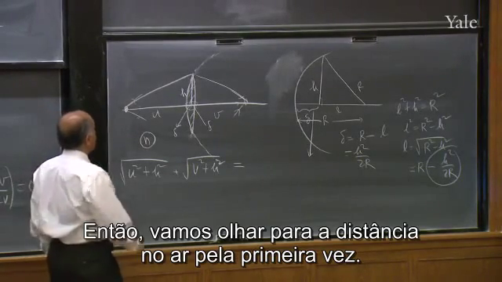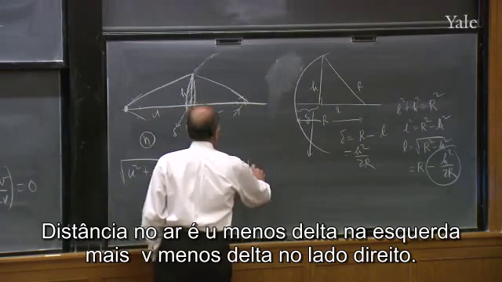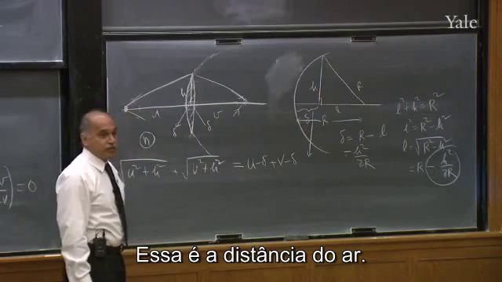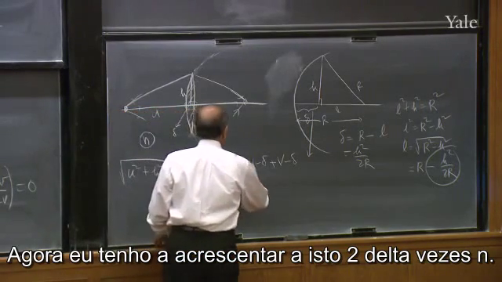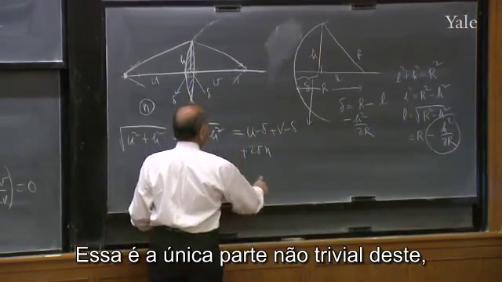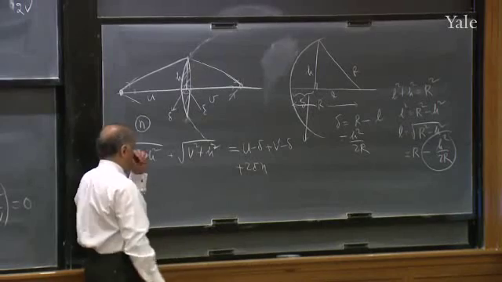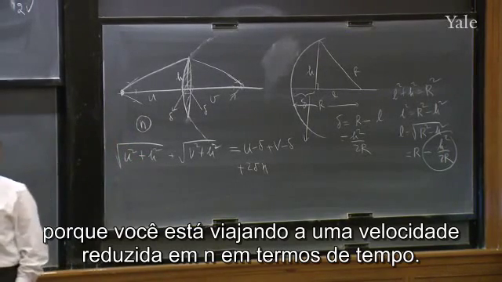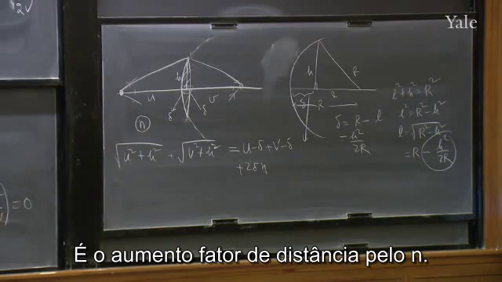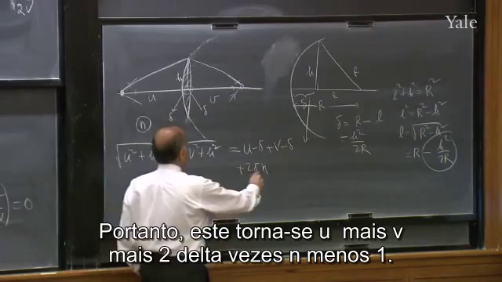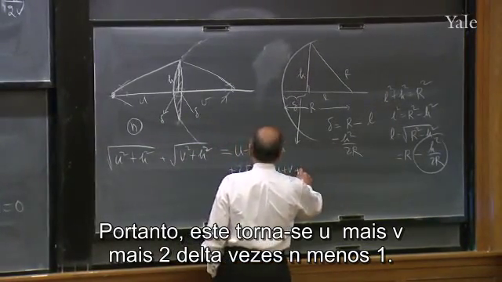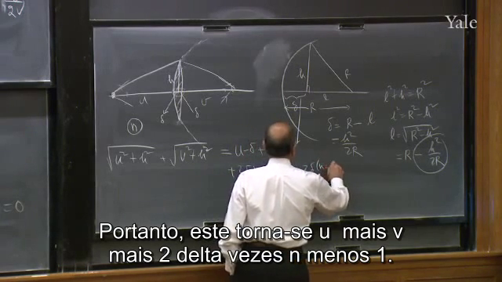So let's look at the distance in the air first. Distance in the air is u minus delta on the left plus v minus delta on the right. That's the air distance. Now I've got to add to that 2 delta times n. That's what you have to remember. That's the only non-trivial part of this: this distance 2 delta should be multiplied by n, because you're traveling at a speed reduced by n. In terms of time, it's a distance factor increased by n. So this becomes u plus v plus 2 delta times n minus 1.